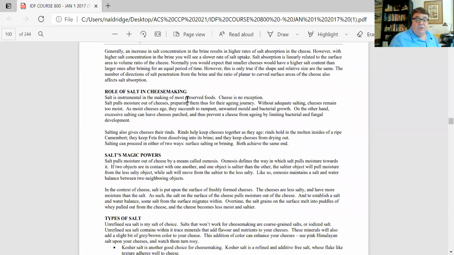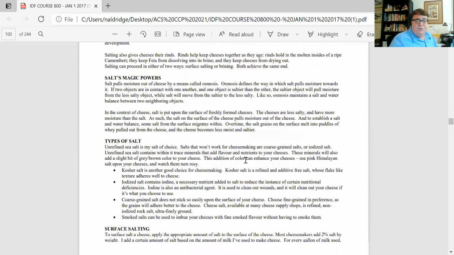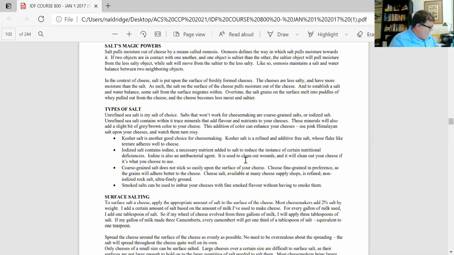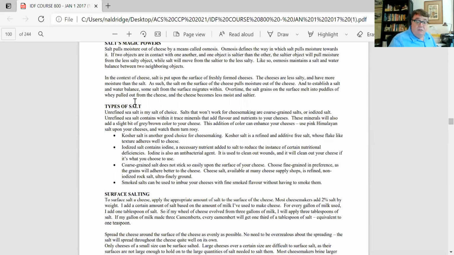Roles of salt in cheese making. And you'll see again, like we've hit on that before, but just keep knowing salt in cheese making is important. I highlighted that. And now we're going down to, of course, salt's magic powers. Read through that. The types of salt. Now we're at types of salt here in the middle of page 100. That's probably going to be a little bit more important.